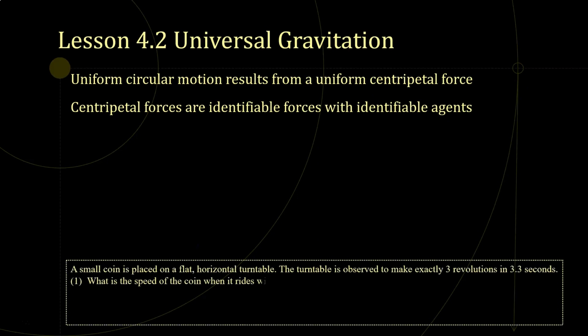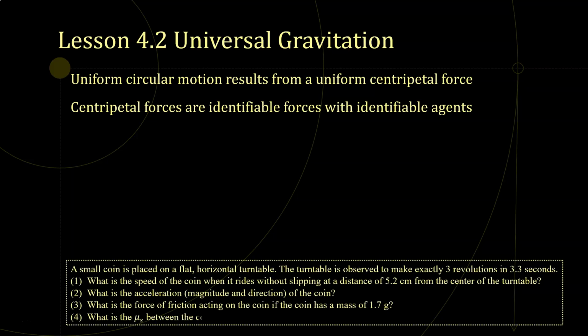Like in this practice problem, a small coin is placed on a flat horizontal turntable. The turntable is observed to make exactly 3 revolutions in 3.3 seconds. We have 4 questions here related to this. What is the speed of the coin as it rides at 5.2 centimeters from the center of the turntable? What is the acceleration at that distance? What is the force of friction acting on the coin if it has a mass of 1.7 grams at that distance?